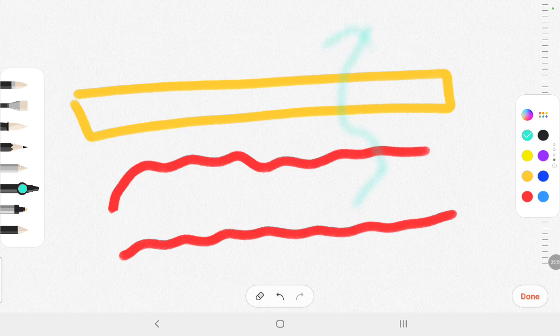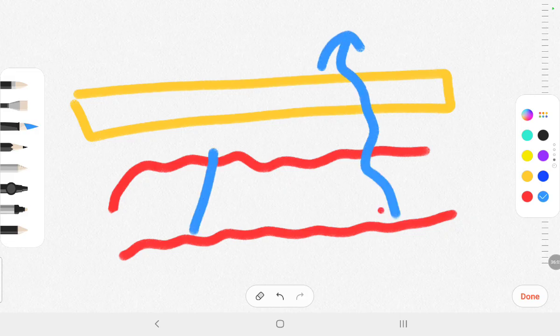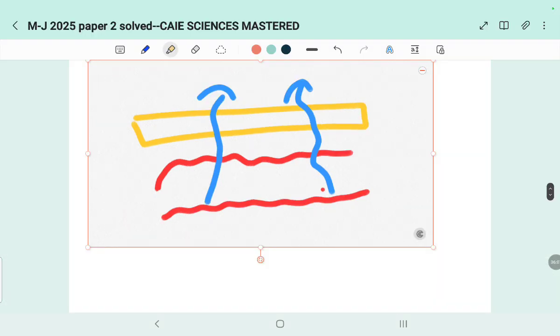So more heat will dissipate out. More heat will be distributed out of your blood, and it will move out of your blood to the skin. Okay, so heat will dissipate out. So now let us move to the next question here.